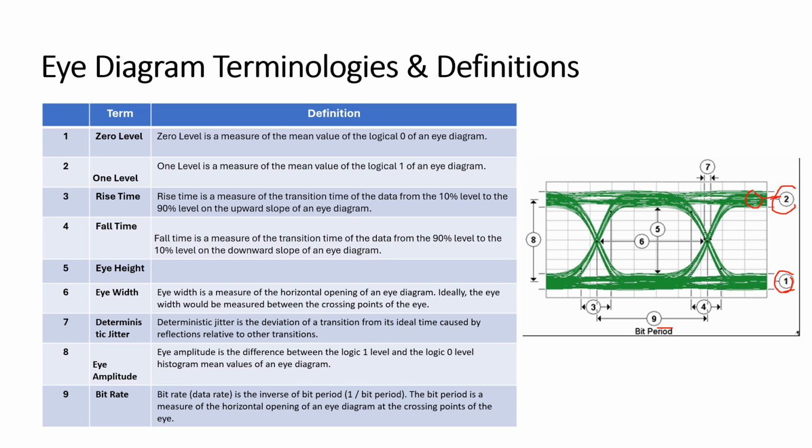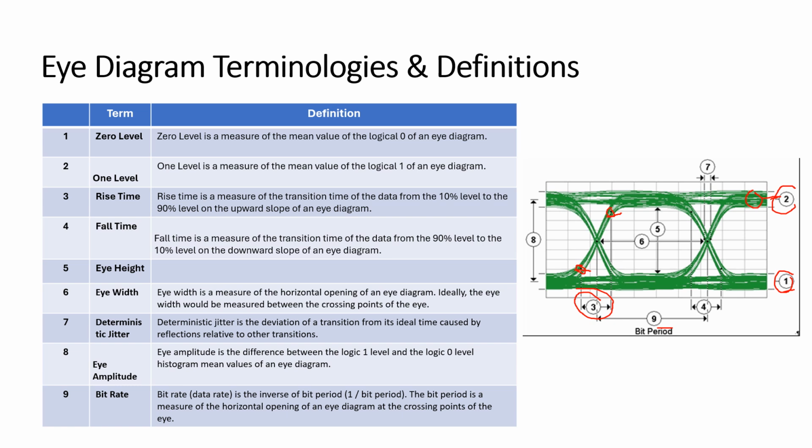Then comes the rise time. As you can see in the number plate, number 3 is the rise time. Rise time refers to the signal transition from low level to high level. Whenever a signal is traveling from low level to high level, from logic 0 to logic 1, the time taken by the signal to go from 10% to 90% of the signal is considered as the rise time.